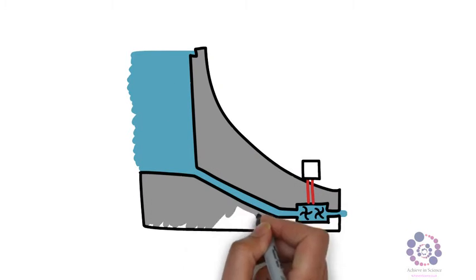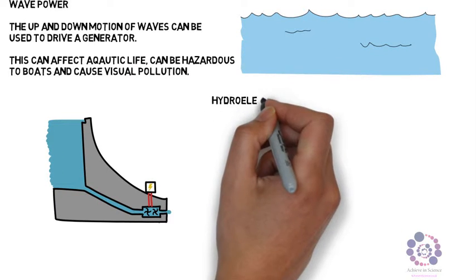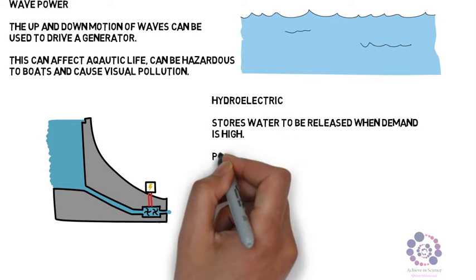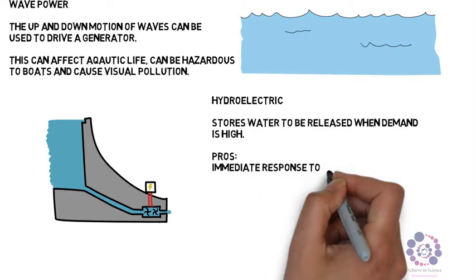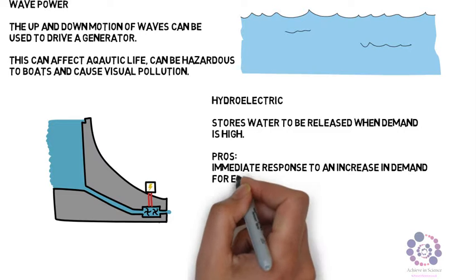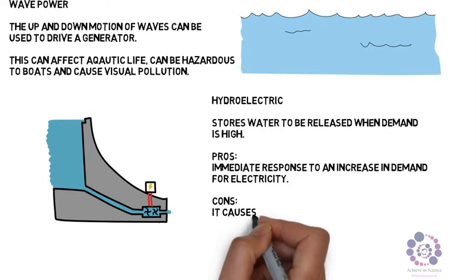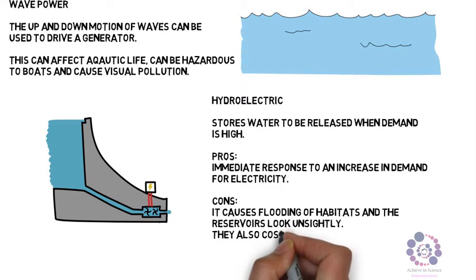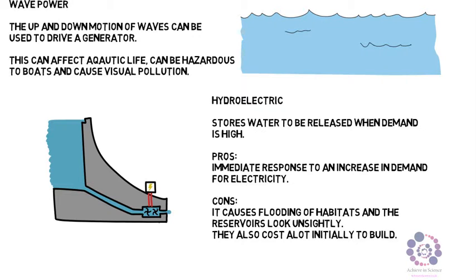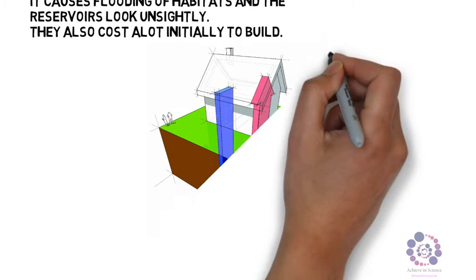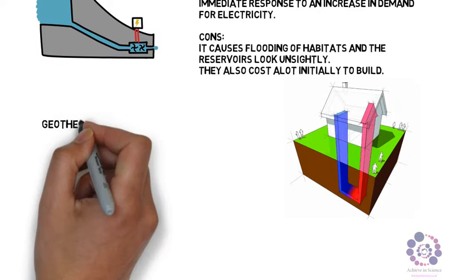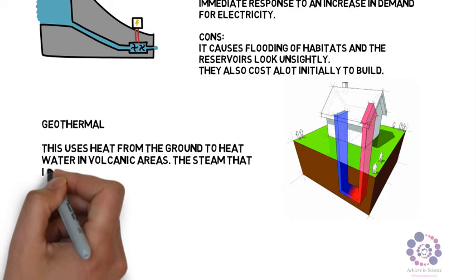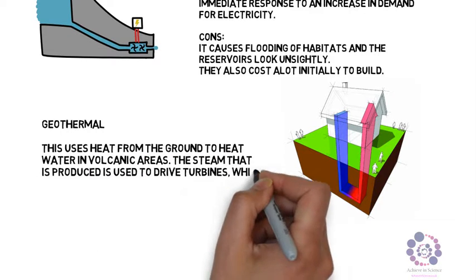Next we have hydroelectric. Stores of water are kept and then released when demand is high. The pros: it provides an immediate response to an increase in demand for electricity. The cons: it causes flooding of habitats and the reservoirs look unsightly. They also cost a lot to build. Next, geothermal. This uses heat from the ground to heat water in volcanic areas. The steam that is produced is used to drive turbines, which then drive a generator.